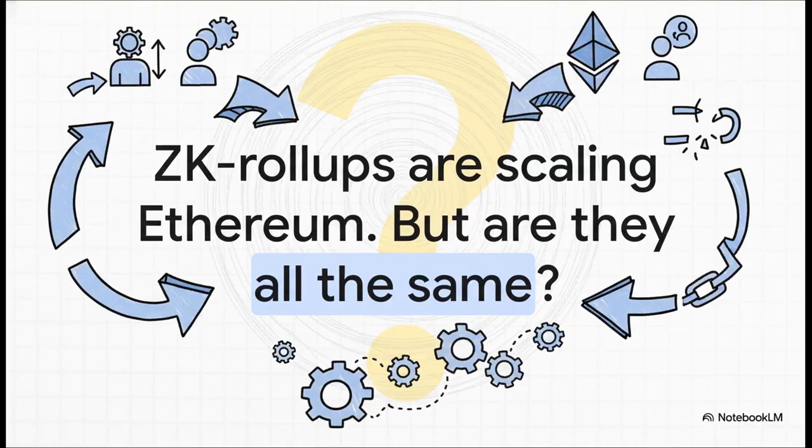So are they all the same? Well, the short answer is a big emphatic no. How these rollups are actually built has a massive impact on everyone, developers, users, and really the whole future of the Ethereum ecosystem. So how are we supposed to make sense of all the different flavors out there?